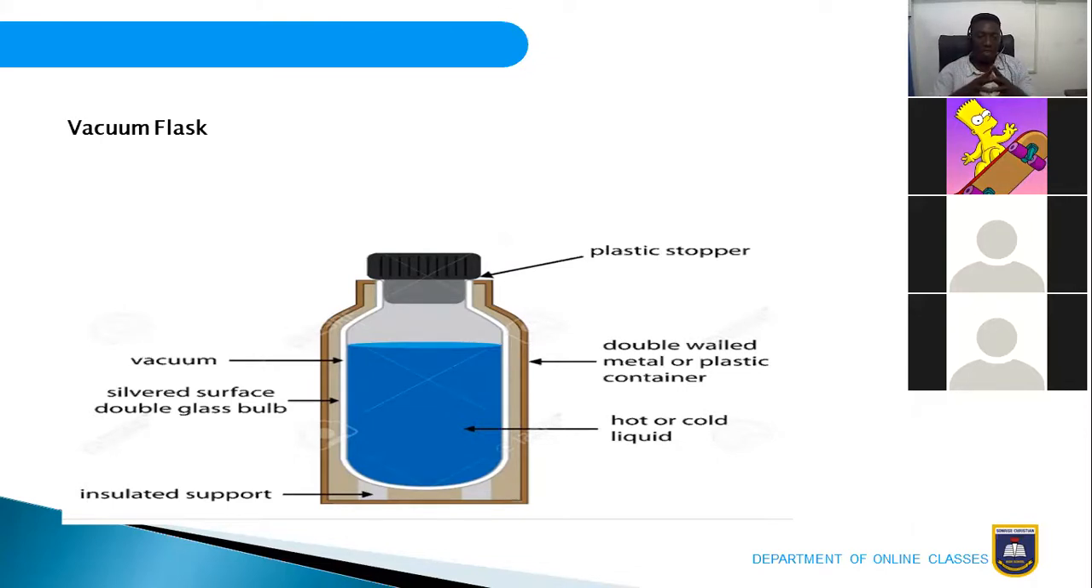The vacuum created over there, as you can see in your diagram, has its own function. The silver surface double glass ball also has its own function. Then the insulated support also has its own function in maintaining the temperature of the system.